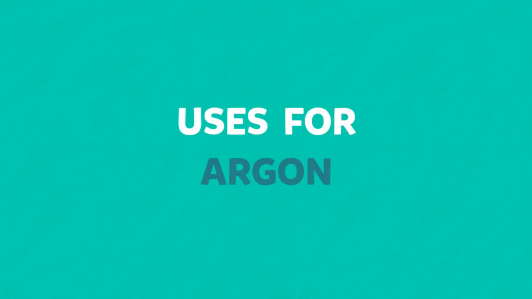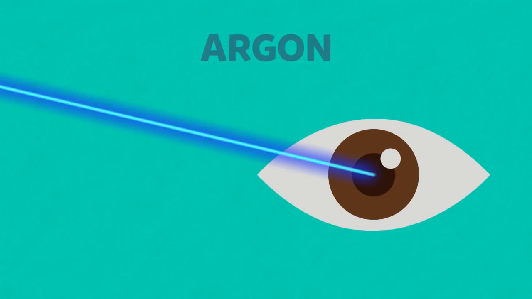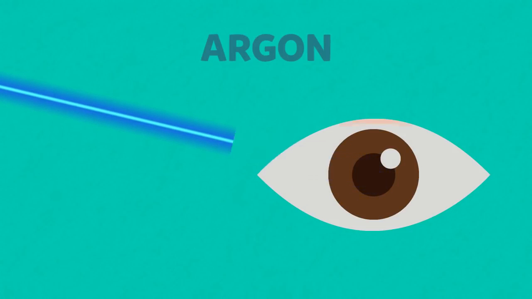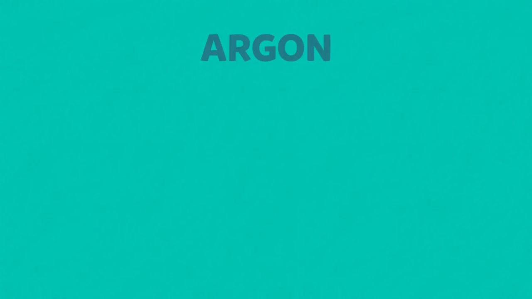Now let's have a look at argon. Argon helps us create an inert atmosphere around filaments in light bulbs. Much more spectacularly, blue argon lasers are used in surgery to weld arteries and correct eye problems, and scuba divers use argon to inflate dry suits.